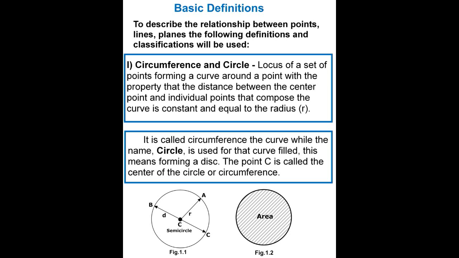The slide shows in figure 1.1 a circumference with a radius r between the center point C and the point R that belongs to the curve. Also presented is a segment of a line BC passing through center C that's called the diameter. The dimension of the diameter is equal to the dimension of 2 radii. The diameter of a circle divides the circle into 2 semicircles. The slide shows a circle in figure 1.2.